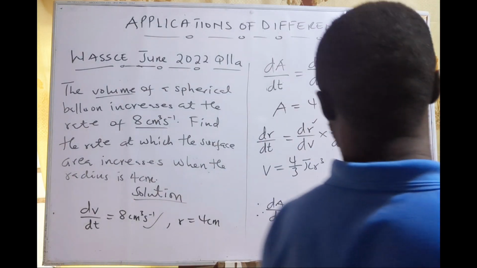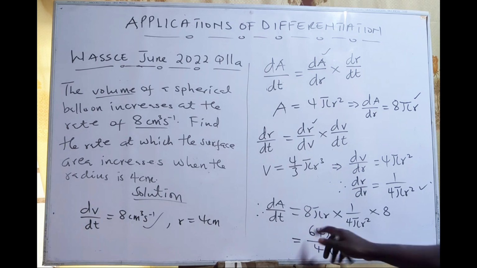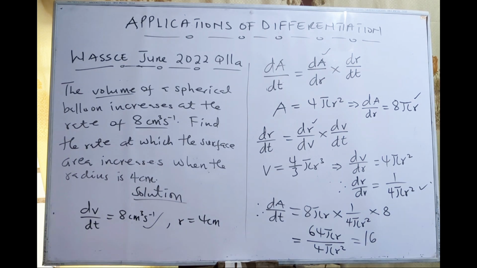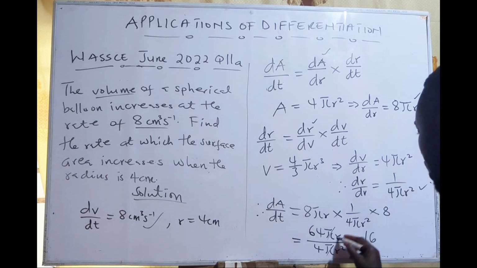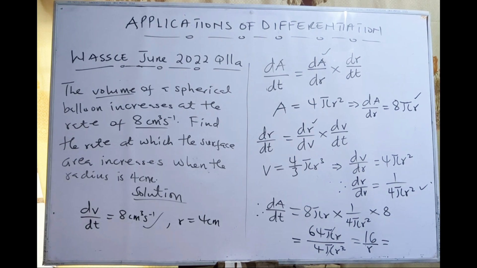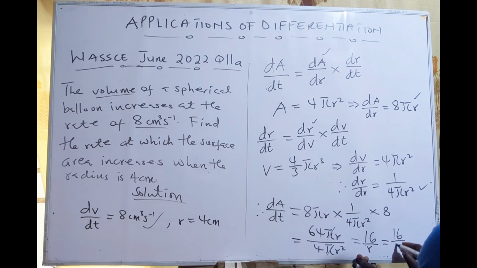So 8 times pi times r, 8 pi r times 8. 8 times 8 is 64. 4 goes into 64 how many times? 4 goes into 64, that will be 16. Then pi will cancel pi. Then here is r squared, so this r will take 1 from it. So we have 16 over r. But what is our r? We are given that r is 4. So we are going to have 16 over 4, and that is 4.